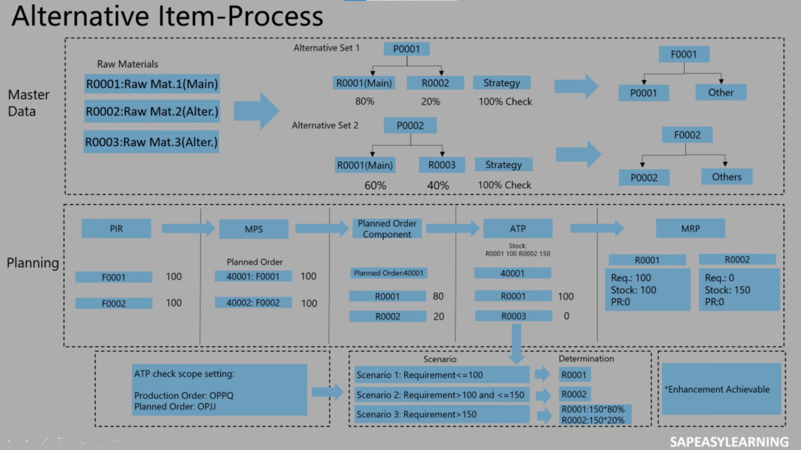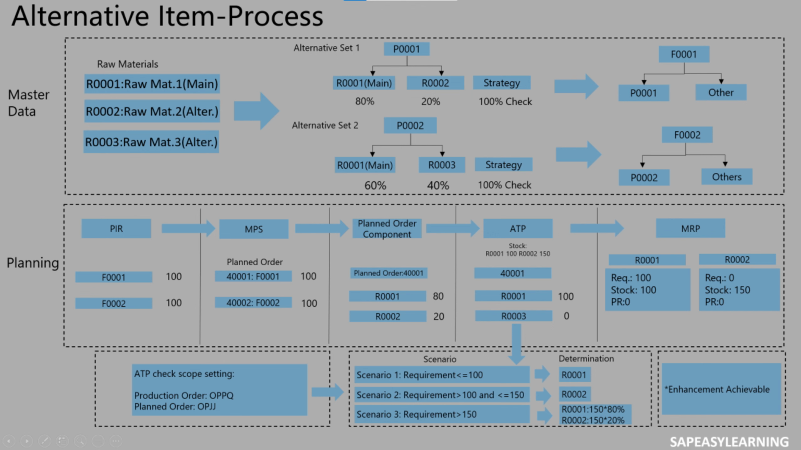Assume that we have three alternative raw materials, and we will have different alternative sets. For example, in alternative set 1, we have raw material 1 and raw material 2. Material 1 has higher priority and the percentage of purchasing is 80, and raw material 2 has lower priority and the percentage of purchasing is 20. Then we assign this alternative set to one product.